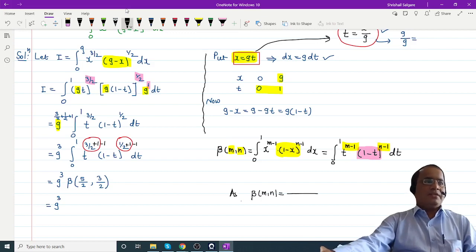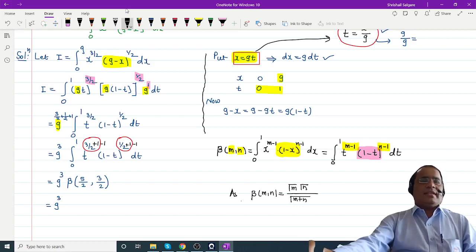For my class, you should be attentive. When I take the name, immediately you have to unmute and tell. What is the beta of mn in terms of gamma? Gamma m into gamma n divided by gamma of m plus n. Yes, so it is given as the ratio of gamma m gamma n divided by gamma of m plus n.